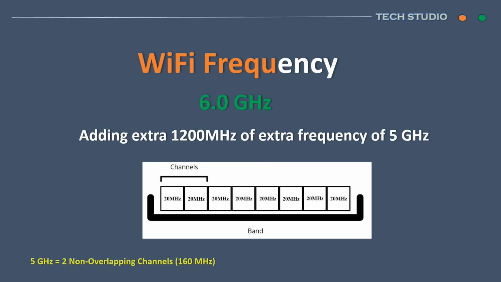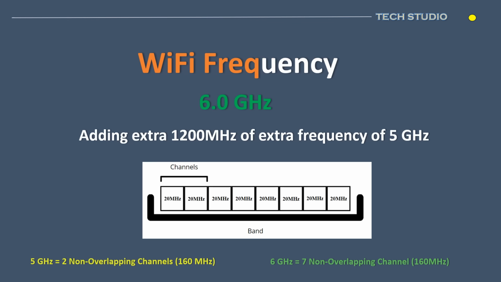In contrast, the 6 GHz frequency band can support up to seven non-overlapping channels. This makes it an excellent choice for future Wi-Fi standards like Wi-Fi 6E and Wi-Fi 7, where 6 GHz channels can be efficiently utilized to deliver high-performance Wi-Fi.